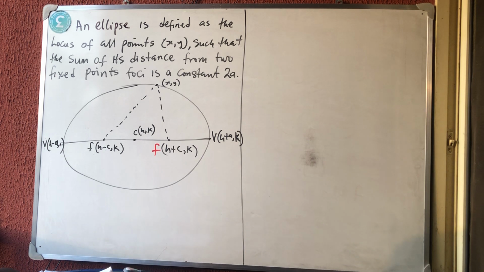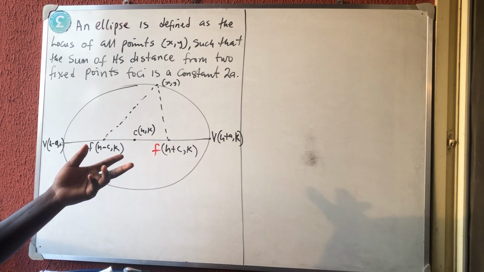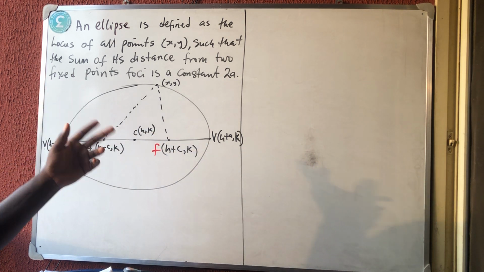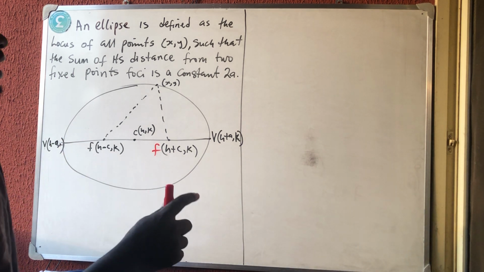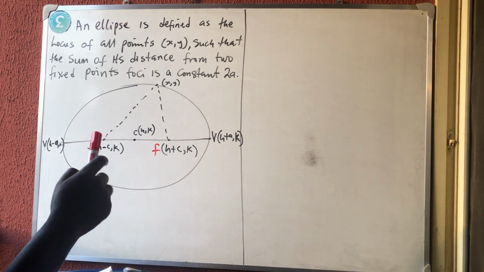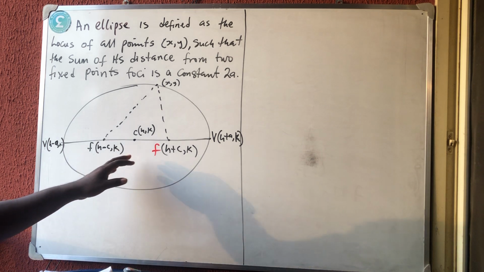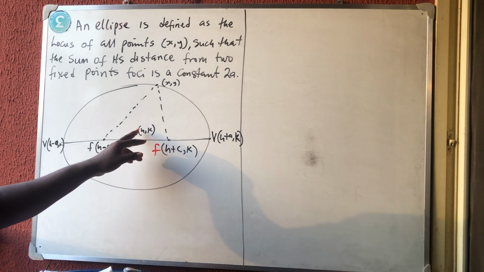Now, there are things you need to know about an ellipse. The center of anything, remember the center of a circle, we use it as h comma k. So the center of this ellipse is equally h comma k. Don't forget that the center of a parabola is the vertex. So that is why the vertex is h comma a. But here it's not so. The center of this ellipse is h comma k.